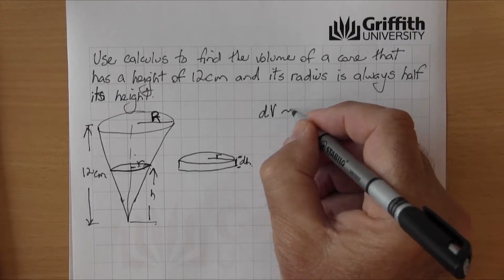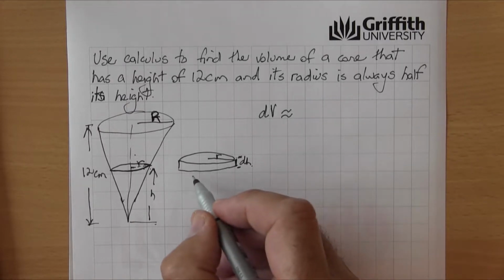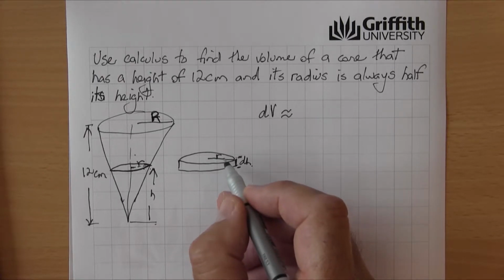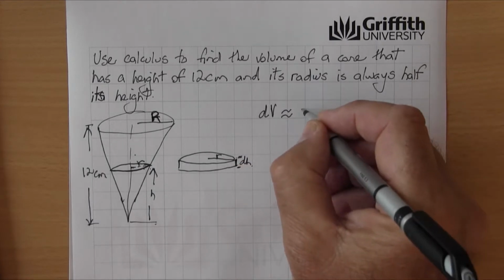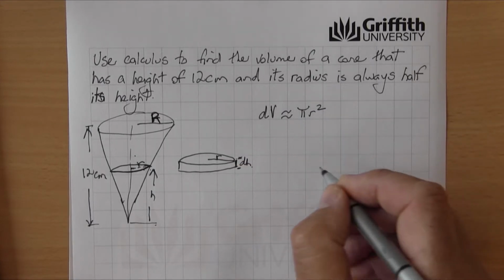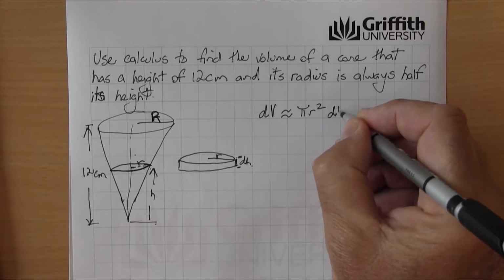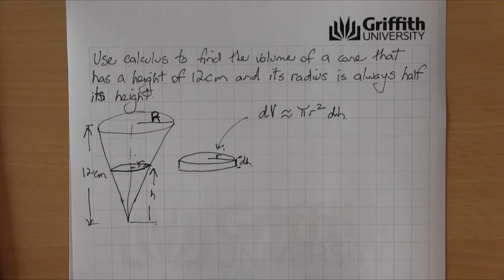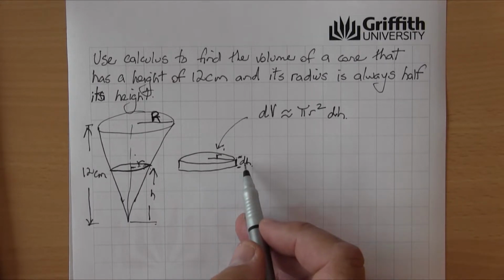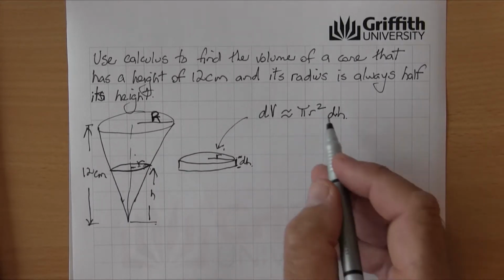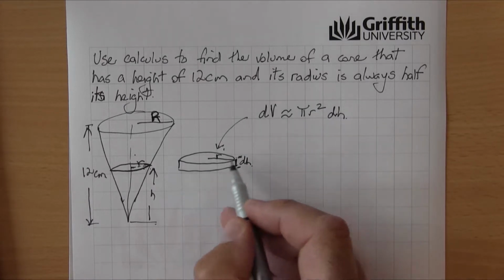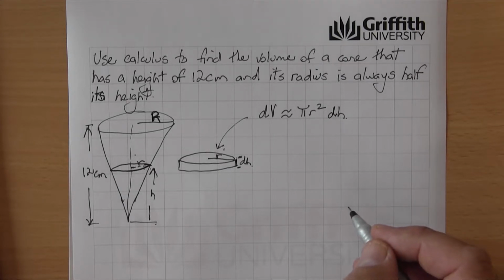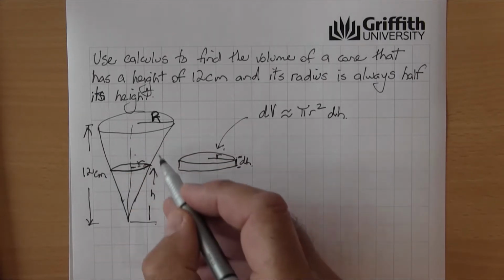is going to be approximately equal to, now this is very much like a cylinder, the area of the base times the height. Now the area of the base is a circle, so it'll be pi r squared, and the height is equal to dh. So the volume of this little slither that we've cut out of height dh is approximately equal to pi r squared, the area of the circular base, times the height, because this is very much like a cylinder.